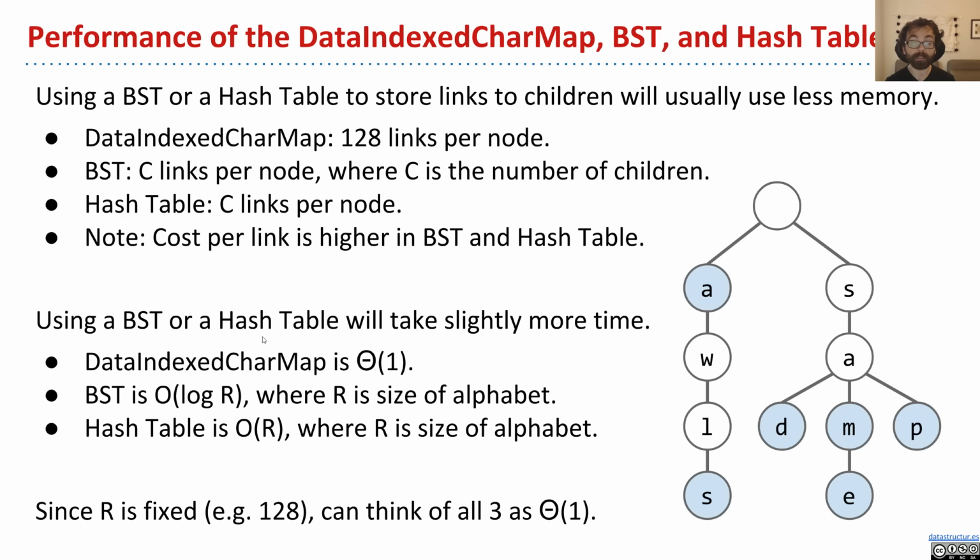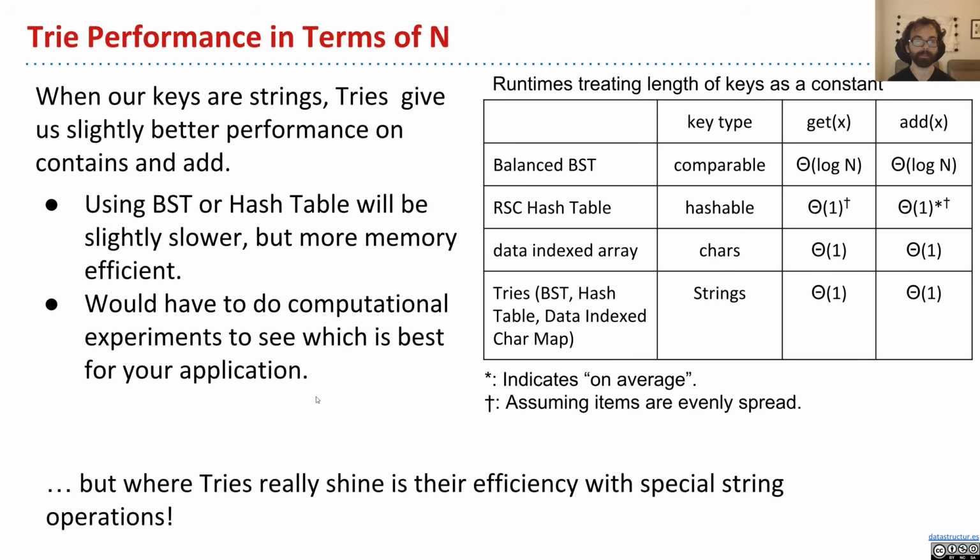Now, how much better in terms of the runtime will the data index character map be versus binary search trees and hash tables in practice? You'd have to run some kind of experiments. To summarize, when your keys are strings, tries give you better performance on the contains and add operations, or in this case what I call get. Binary search trees and hash tables will be a little slower, but they'll be much more memory efficient. So there's a little bit of a memory-time trade-off, but to me it seems like a clear win to use one of our more advanced ideas rather than this hyperspeed idea, the data index character map.